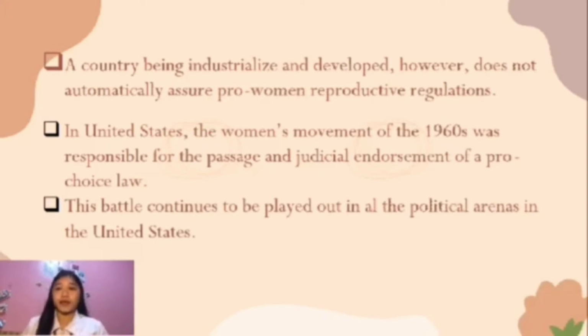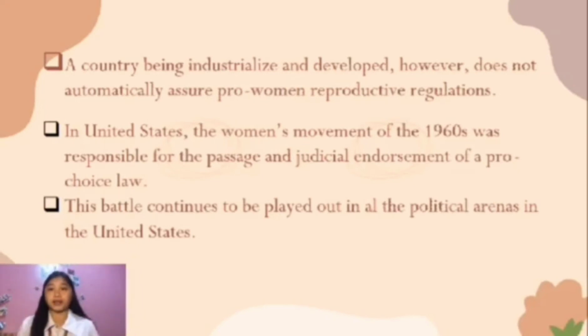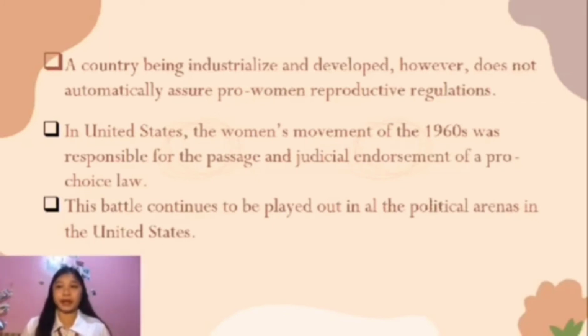In the United States, the women's movement of the 1960s was responsible for the passage and judicial endorsement of a pro-choice law. But conservatives controlling state legislatures have also slowly undermined this law by imposing restrictions on women's access to abortion. While pro-choice advocates argue that abortion is necessary to protect the health of the mother, their conservative rivals shift the focus to the death of the fetus in the mother's womb as the reason for revising the law. This battle continues to be played out in all political arenas in the United States.